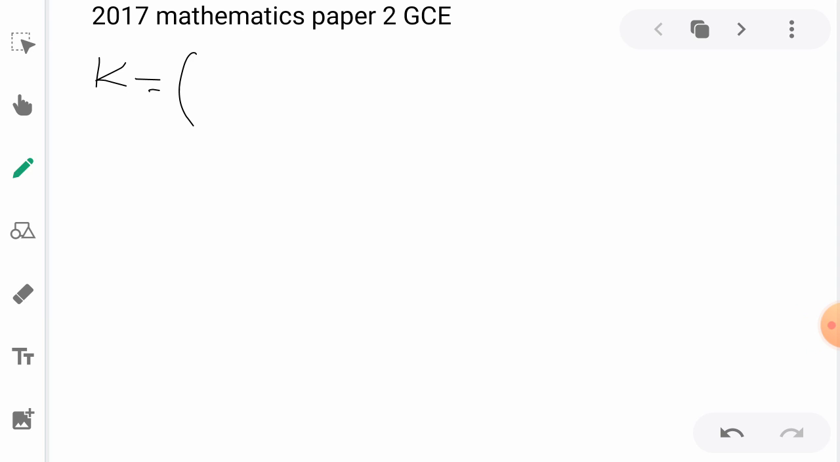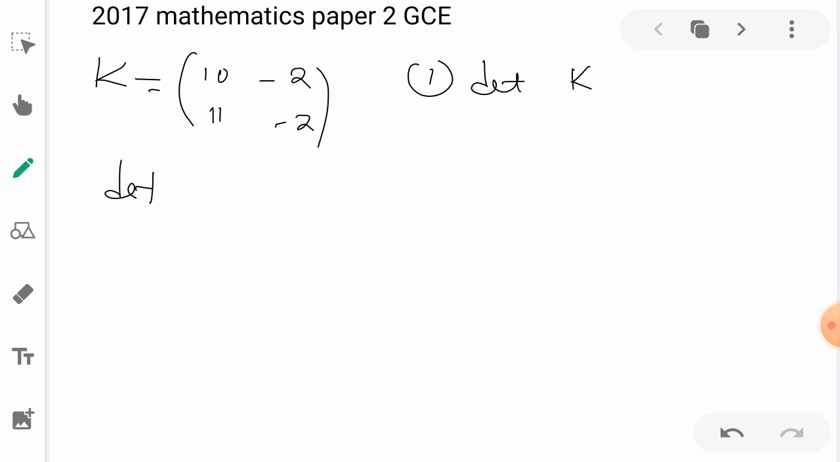Question 1A says, given that K is equal to the matrix 10, negative 2, 11 and negative 2, find the determinant of K. They are saying find the determinant. That's part 1. So how do we find the determinant of K? Determinant of K is equal to major diagonal, that is 10 times negative 2 minus 11 times negative 2.